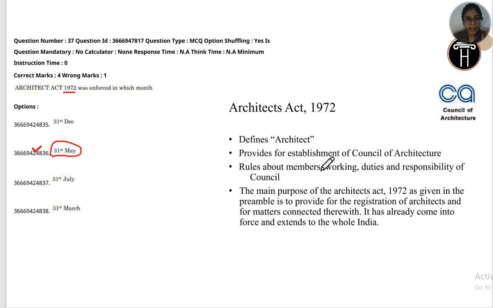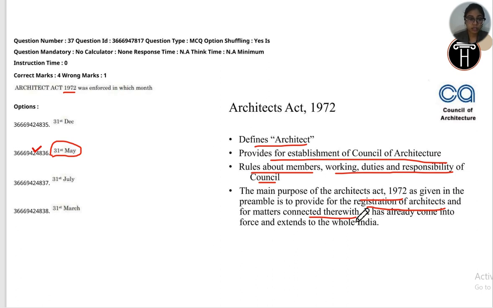In the Architects Act, it defines the term architect, provides for the establishment of the Council of Architecture, and also talks about the rules for the members, and the working duties and responsibilities of the council. The main purpose of the Architects Act 1972, as given in the preamble, is to provide for the registration of architects. After completing the studies, how someone will get registered and get his license, and for matters connected therewith, like in practice you need your license number.